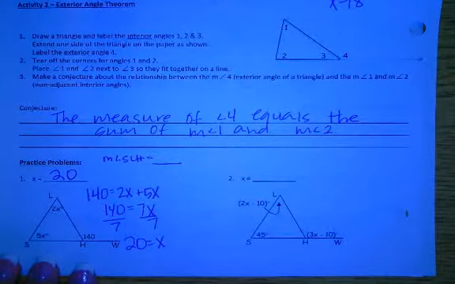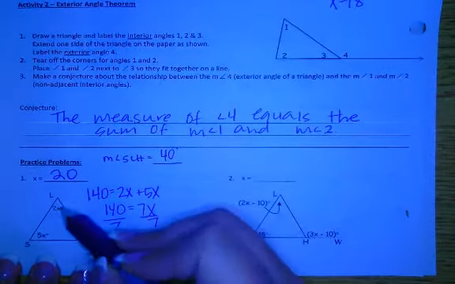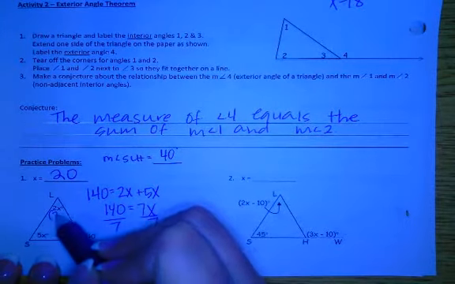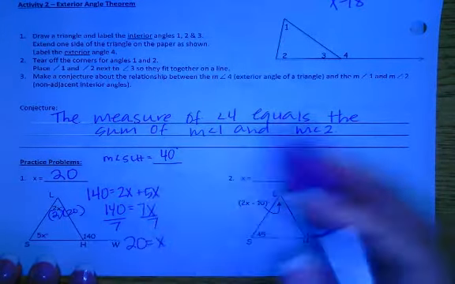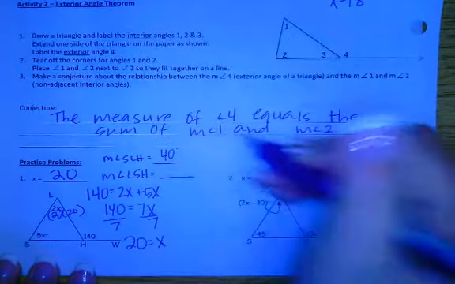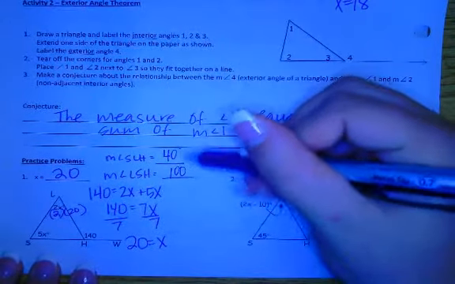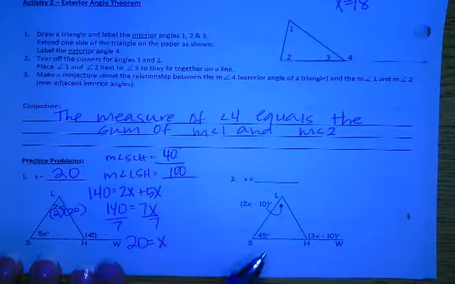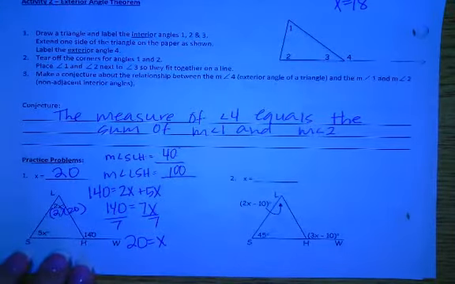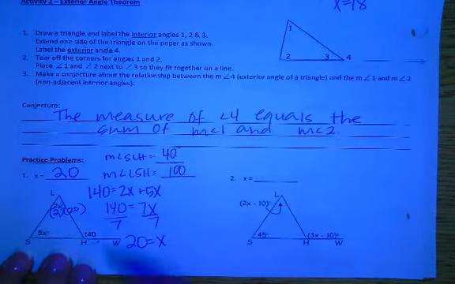Third time's the charm. What's the measure of angle SLH? 40. How'd you get 40? 2 times 20, because we found x is 20, so you're just substituting in. Okay, what would be the measure of angle LSH? 100. And notice how the sum of those two angles is equal to our exterior angle. That's how you can check to make sure you've done it right. So the sum of these two has to equal the exterior angle.